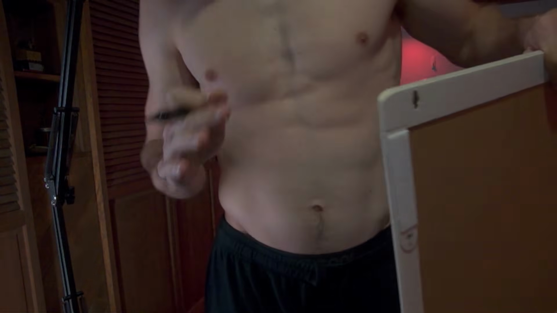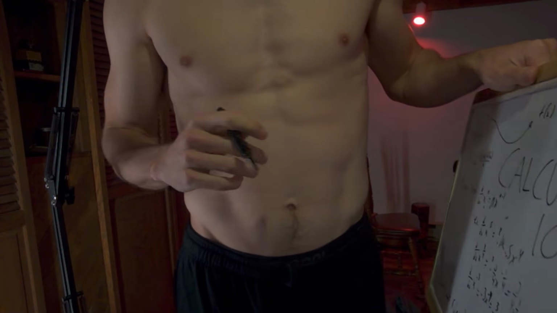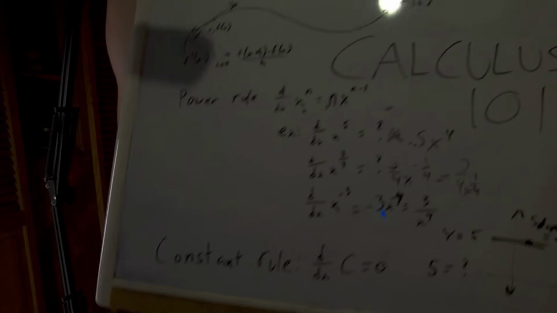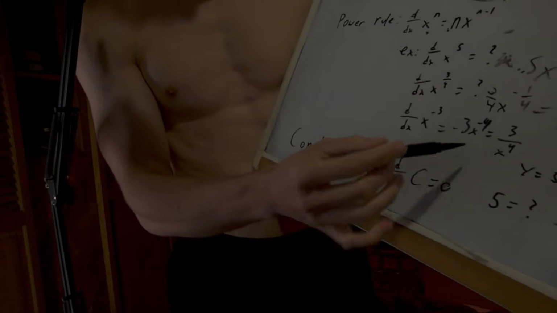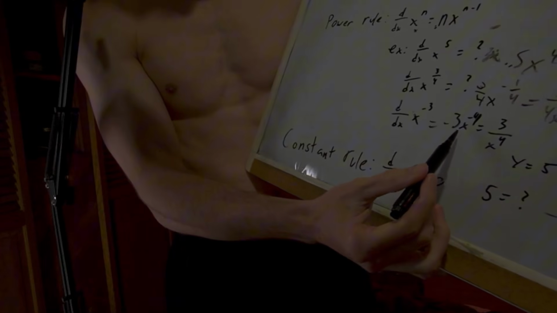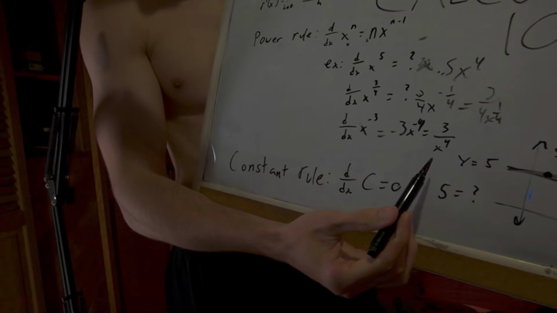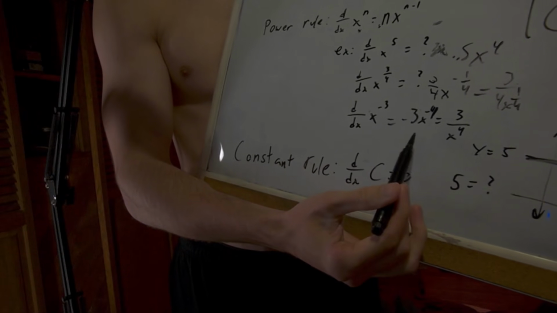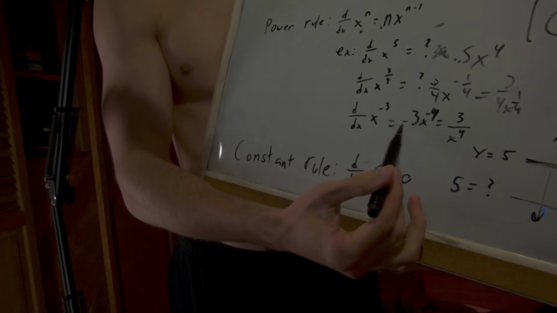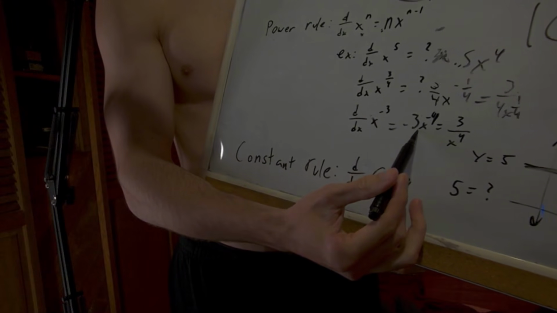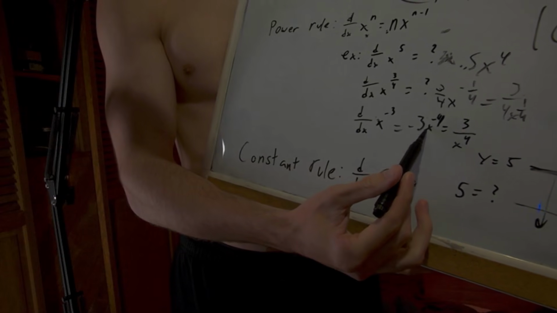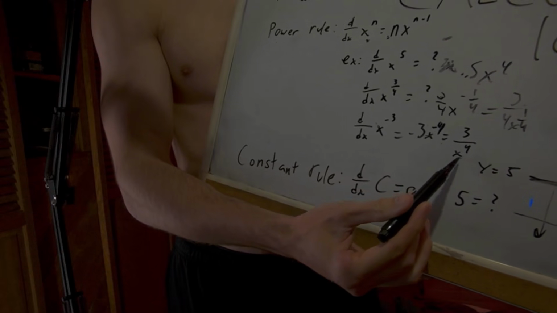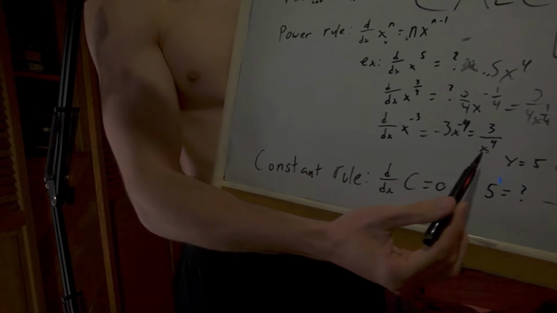Okay. Okay, I have my answer. Do you have your answer? Very good. Did you also get, right here, 3 over x to the 4th? Is that what you got? Because you bring down the negative 3, you get negative 3x to the negative 4th, but negative 4th needs to be written like this. Is that correct? Good job.